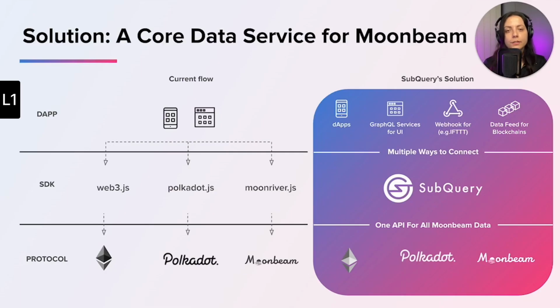And the SubQuery solution to this problem would be to provide a core data service for Moonbeam, so that SubQuery becomes a layer between blockchain and your DApp and serves as one source of truth, in a way, like one source of data. So thanks to SubQuery, you can have data coming from different sources available in one place, which can be very useful, and so that you don't have to worry about all that we've discussed previously.